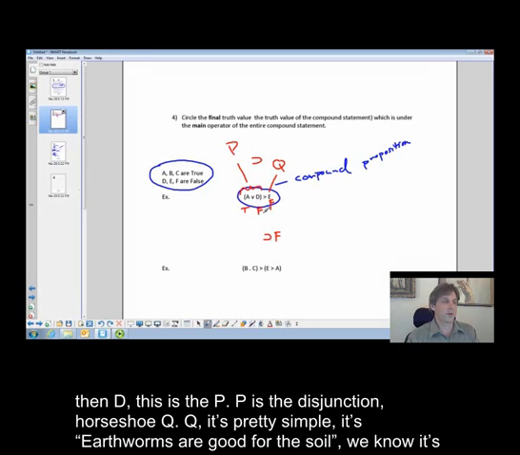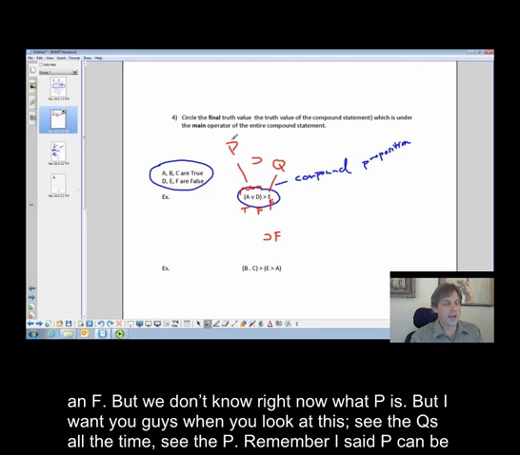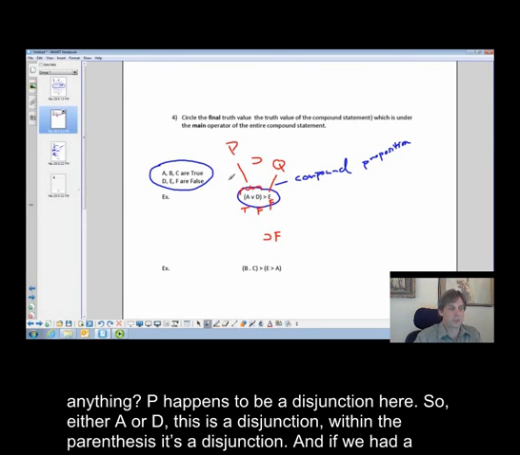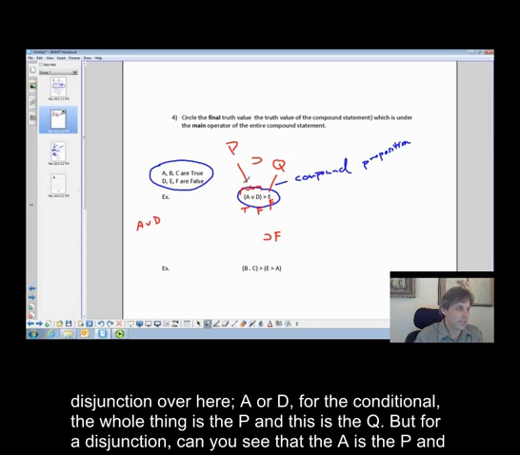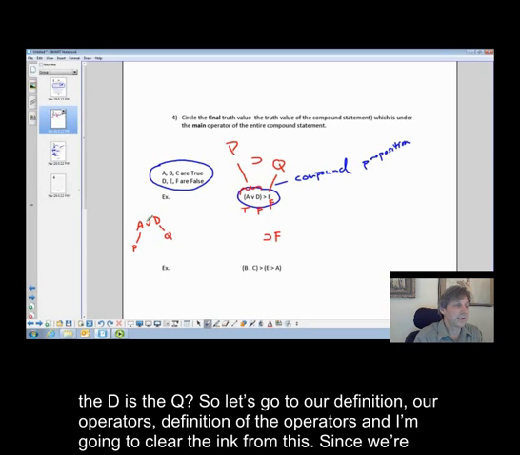Q is pretty simple. It's earthworms are good for the soil. We know it's an F. But we don't know right now what P is. But I want you guys, when you look at this, to see the Q's all the time. See the P. Remember I said P can be anything? P happens to be a disjunction here. So, either A or D, this is a disjunction within the parentheses. And if we had a disjunction over here, A or D, for the conditional, the whole thing is the P and this is the Q. But for a disjunction, can you see that the A is the P and the D is the Q?